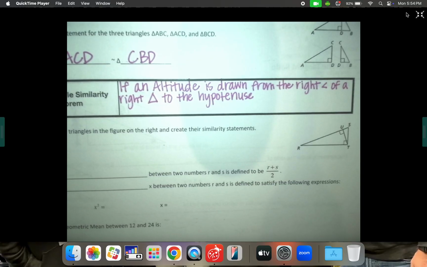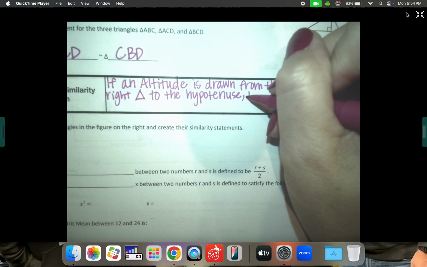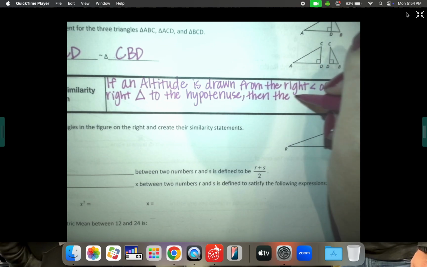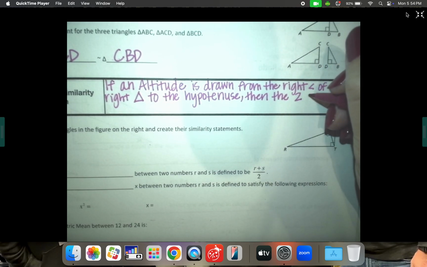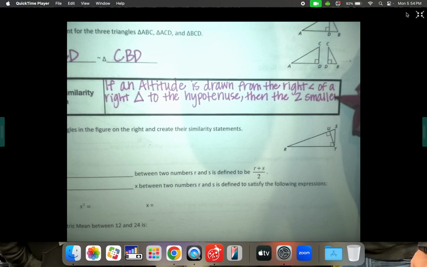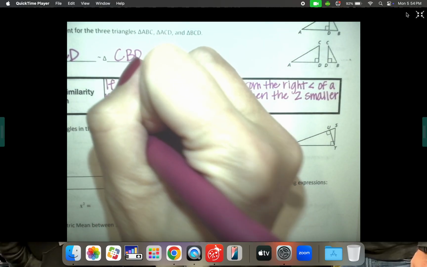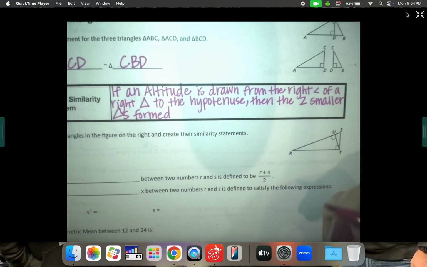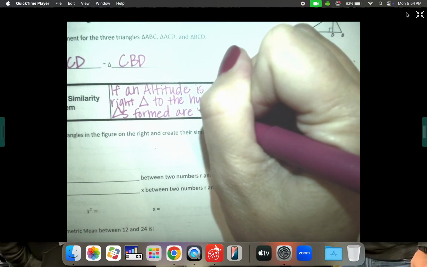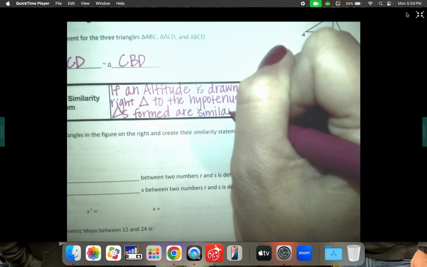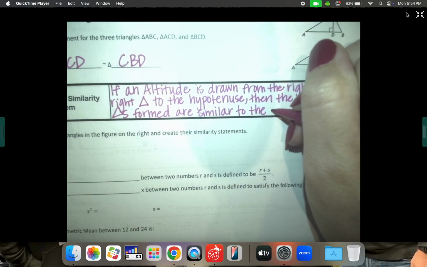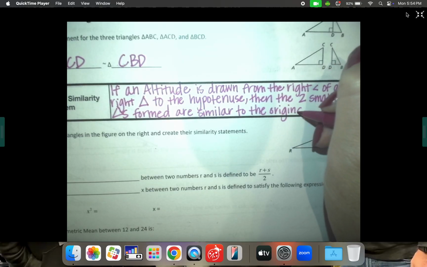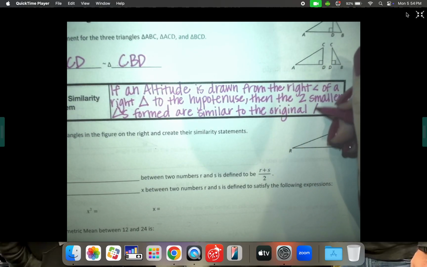Okay, if it's drawn to the hypotenuse, blah, blah, blah, then the two smaller triangles formed, the two smaller triangles that are formed, which are the ones we brought down here, the two smaller ones, this is the big one, are similar to the original, and to each other.